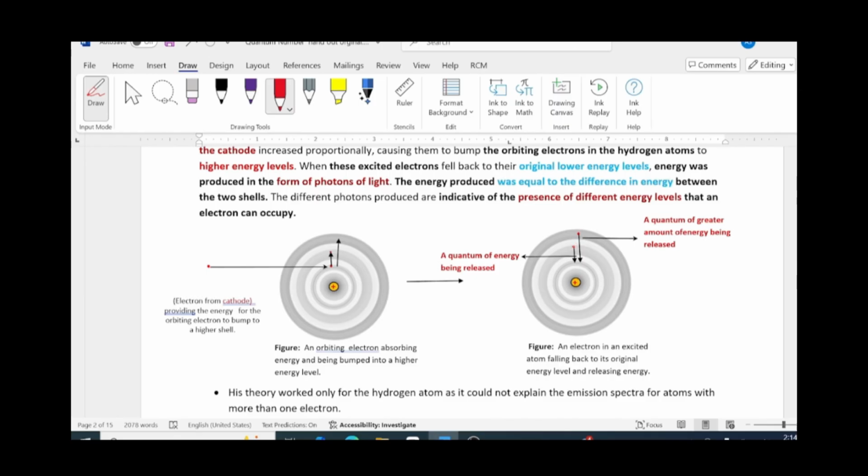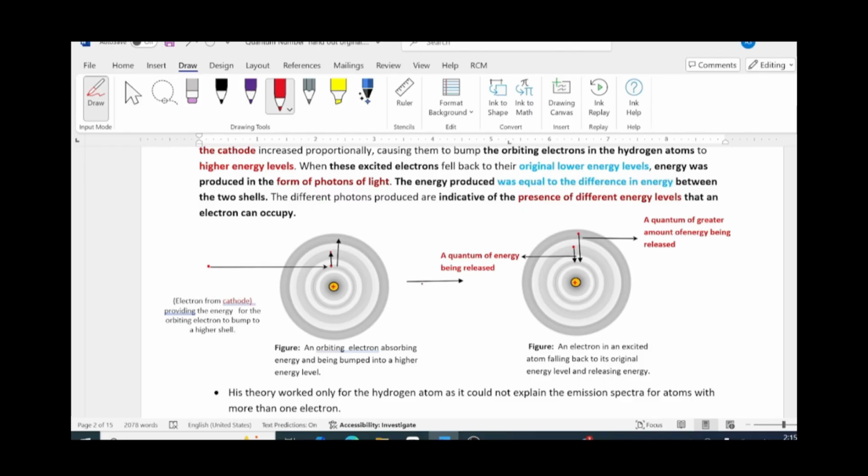But of course, the excited electron does not like to stay there. It wants to go back to its ground state here. And in so doing, he's saying that a quantum of energy is released that was seen as a photon of light. The fact that a photon is produced means that there exists a difference in energy between these two orbitals here.